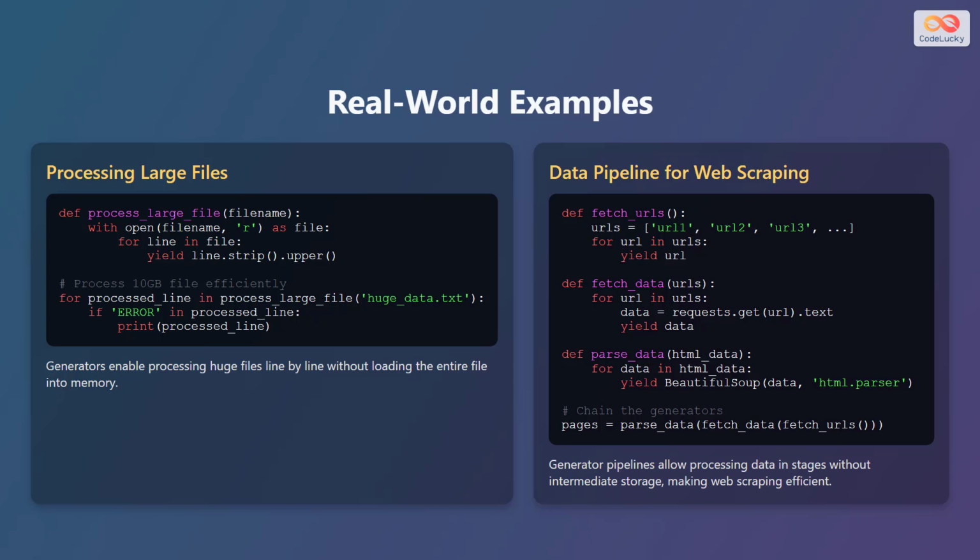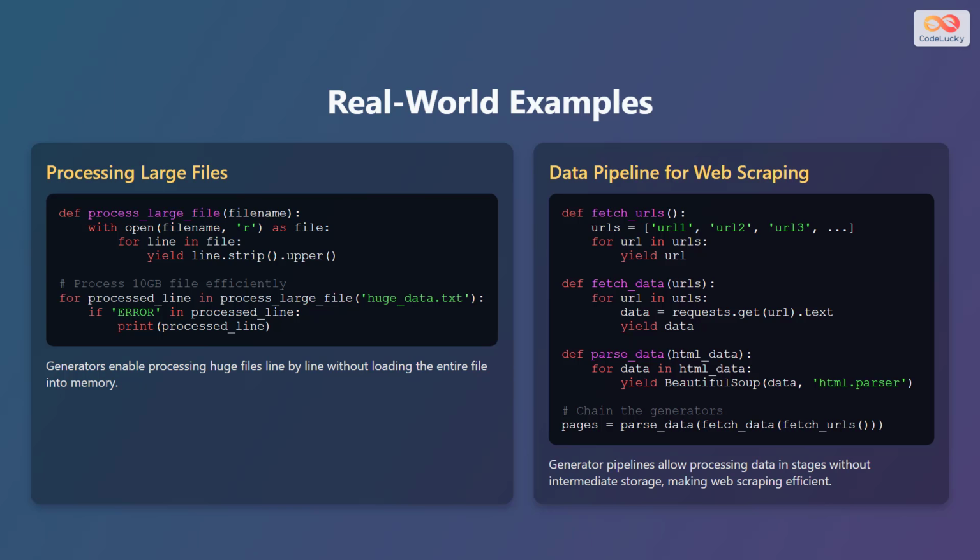Another example is a data pipeline for web scraping. The code defines a generator function called fetchURLs that yields a list of URLs. A generator function called fetchData takes a list of URLs as input and yields the text content of the web page after sending a request to the URL. A generator function called parseData takes HTML data as input and yields the parsed HTML content using Beautiful Soup.